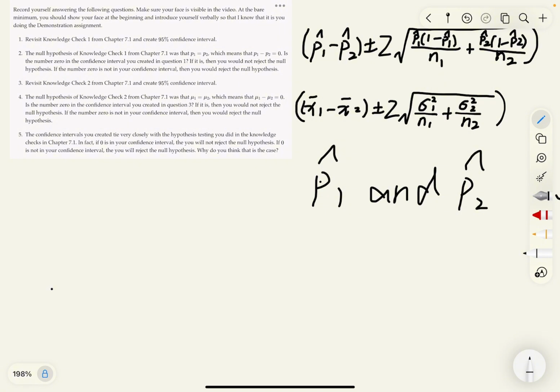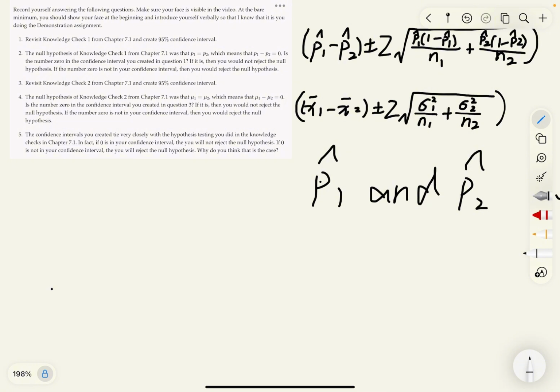Okay, for these questions, to interpret the confidence interval, if 0 is within the confidence interval calculated in question 1, we do not reject the null hypothesis. And for the second situation, if 0 is not within the confidence interval, we reject the null hypothesis. Okay, it's easy.